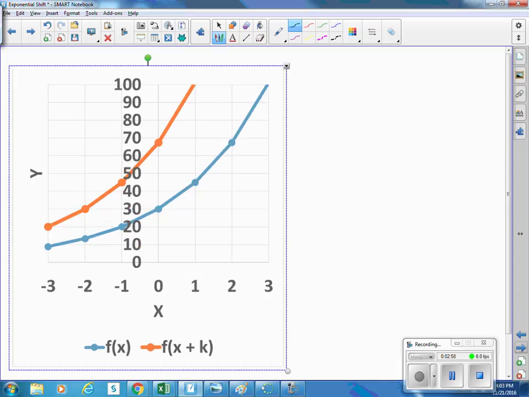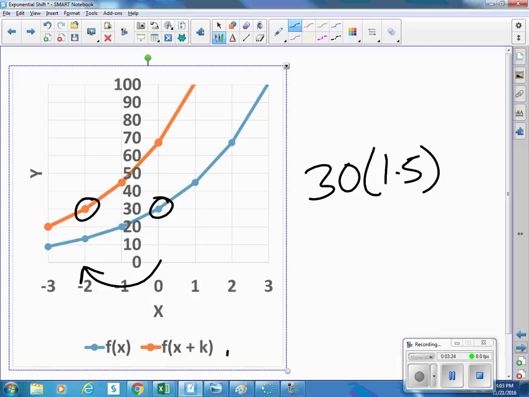Okay, the original function is the blue one, crosses the y-axis at 30. And so I see another place where it says that the k is inside the parentheses, so it's shifting left to right. Here's another one at 30. That has shifted to the left by 2. So that would be 30 times 1.5 raised to the x plus 2. For example, if I put in a negative 2 for the x, that would be to the 0 power.